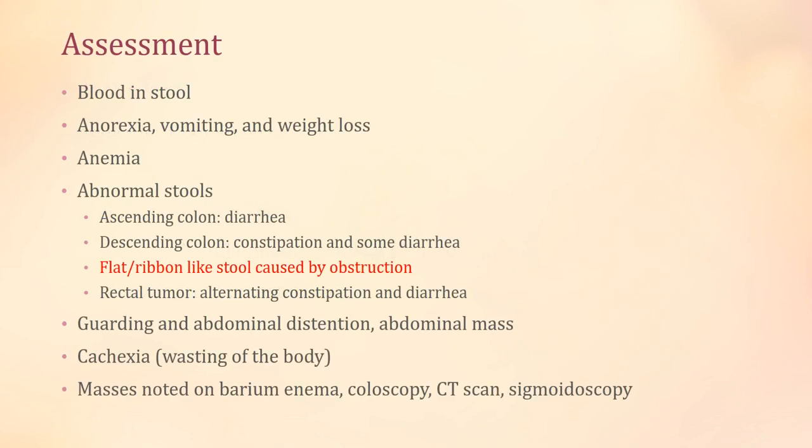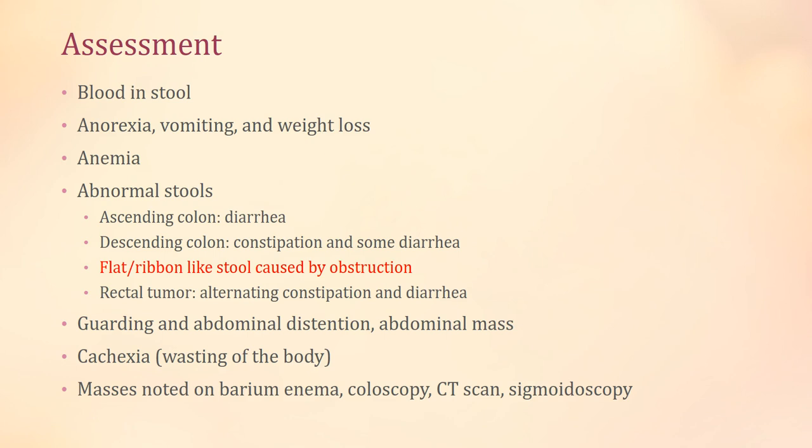Assessment for this is going to be blood in your stool, anorexia or vomiting, and weight loss. There will also be anemia because you're obviously not feeling well enough to eat good foods and enough of it. You are going to have abnormal stools. For the ascending colon, you're going to have diarrhea. If the cancer is in the descending colon, you're going to have more constipation and some diarrhea. I put in here the flat, ribbon-like stools caused by obstruction in red because this is pretty much a sure sign that you've got some sort of intestinal cancer. For a rectal tumor, it's alternating constipation and diarrhea.